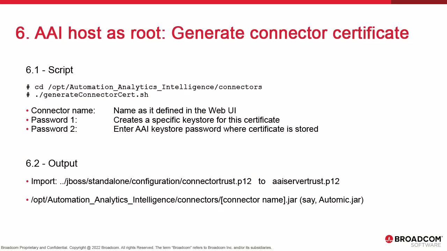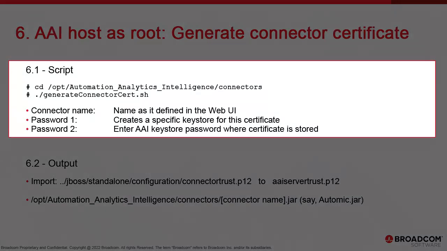We can now generate the certificate we're going to import on the connector host. We do this as root on the AAI host. We execute generate-connector-cert.sh, which we can find in the connector subdirectory. We're prompted for several items. First, we have to specify a connector name. This is the name of the connector as it will appear in the web UI when you create a new connection. This certificate is also being stored in a key store, and so we have to provide a password, which again we enter twice so it's not revealed.